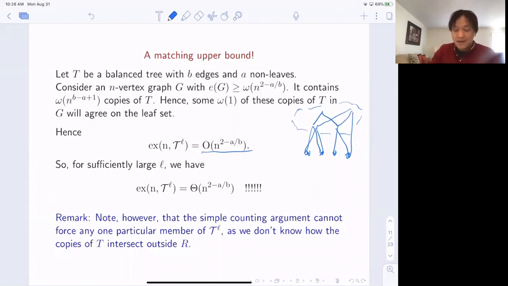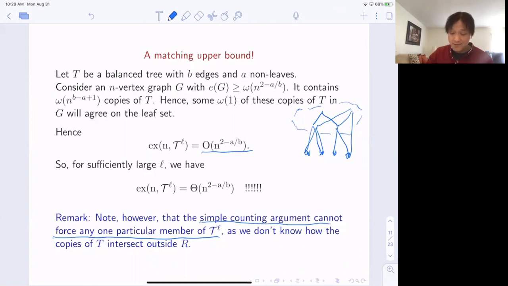Again, it tells you that once your graph has c times n to the 2 minus a over b edges, you are guaranteed to get some copy from this family, because there are enough copies of T grown at the same leaves. But unfortunately, as I said, this simple counting argument cannot force any one particular member of the family. For any favorite member you pick, you cannot say that you definitely get this member, because this counting only tells you how many copies are glued at the leaves. It doesn't tell you their intersection structure outside.